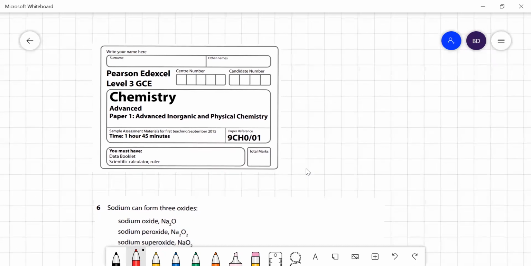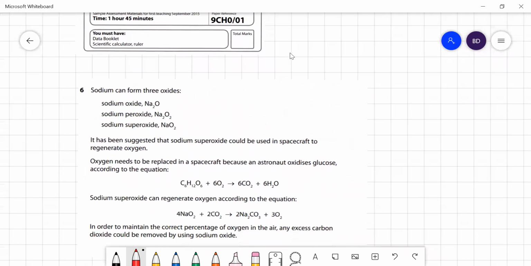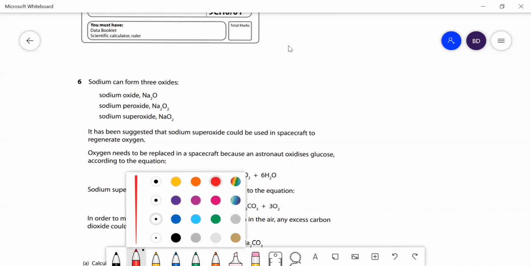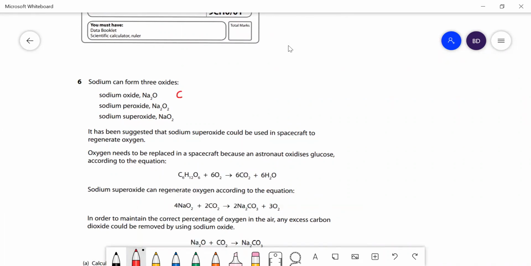Okay. Right. Sodium can form 3 oxides. It's been suggested. Okay, so there's the 3 oxides: the oxide, the peroxide, and the superoxide. So you can tell from the formula of them, because sodium is always a 1+ ion, that the oxide is the O2- ion, the peroxide ion is O2 2- and the superoxide ion is O2-. And you probably never heard of the superoxide ion before.